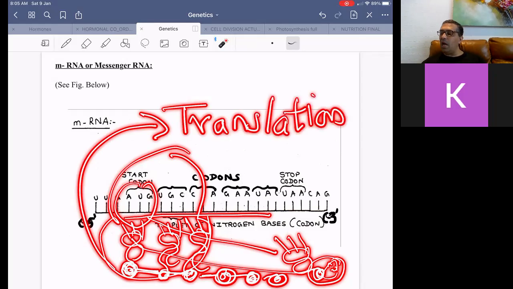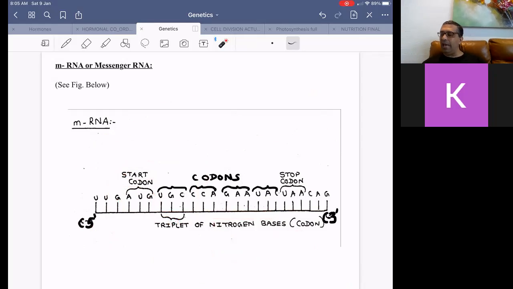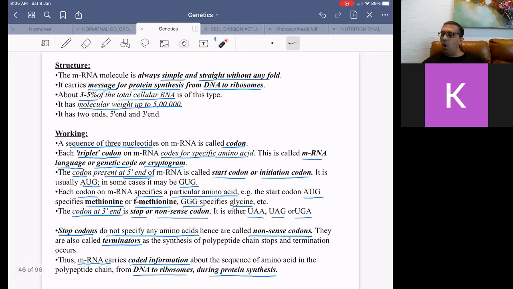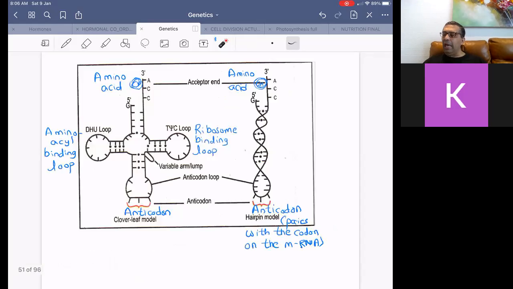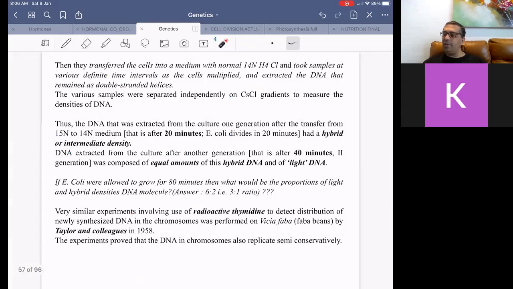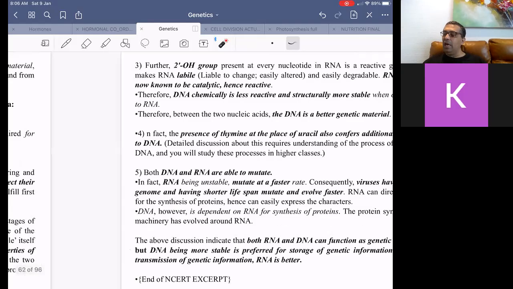So these rules are specific. Check this here carefully. Each triplet codon codes for a specific amino acid. Each codon codes for a specific amino acid, which is called mRNA language or genetic code or cryptogram. We will do this in a lot of detail later, but I'm just showing it to you right now. The key: which are the amino acids and what will be the delivery.